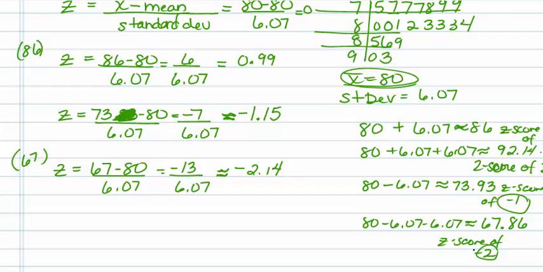So let's do another example. And we're going to do the year, the player, home runs, the mean, and the standard deviation. So in 1927, Babe Ruth hit 60 home runs.